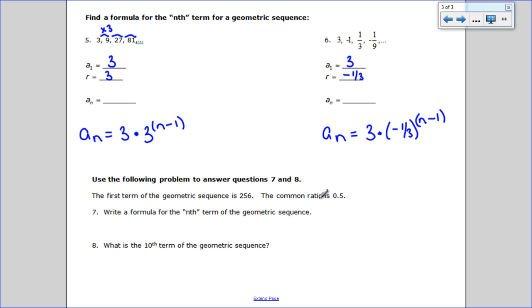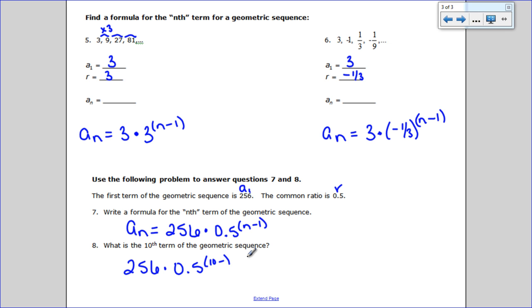So let's look at 7 and 8. The first term of a geometric sequence is 256. So this is a sub 1. The common ratio, r, is 0.5. We want a formula for the nth term. So we have a sub n is equal to 256 times 0.5 to the n minus 1. And so to find the 10th term, you have two choices. You can do 256 times 0.5 to the 10 minus 1, and you can put that in your calculator, or you put this whole equation in your calculator and go find 10.